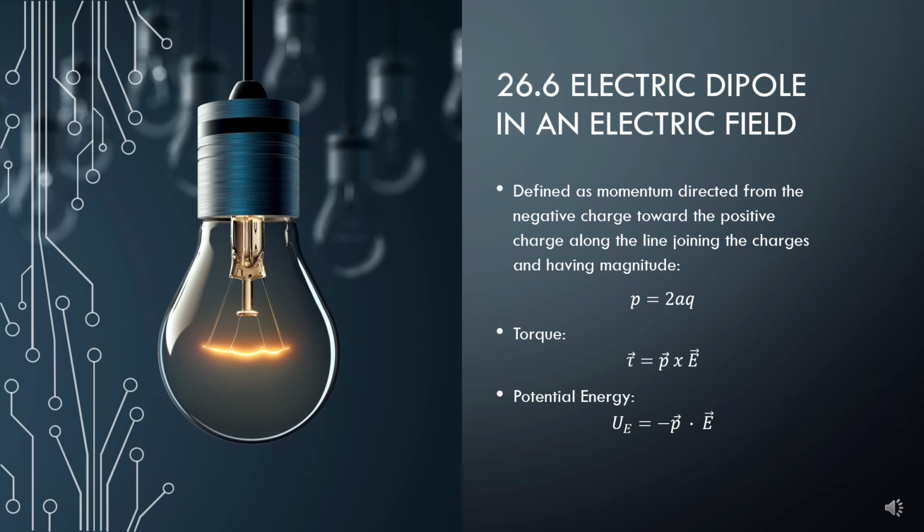Electric dipole and an electric field. The electric dipole moment can be defined as the vector p, or momentum, directed from the negative charge toward the positive charge along the line joining the charges together, and having magnitude p equal to 2 times a multiplied by the charge. Torque and potential energy can also be calculated, where torque is equal to the cross product between p and the electric field, while potential energy is equal to the dot product of negative p dotted with the electric field.